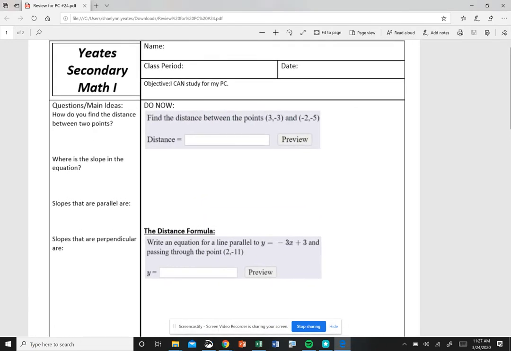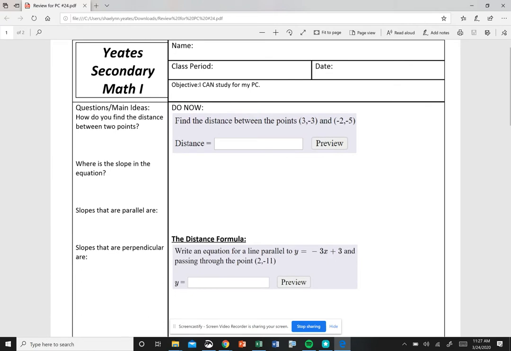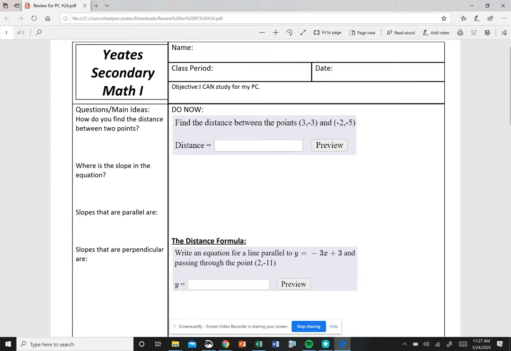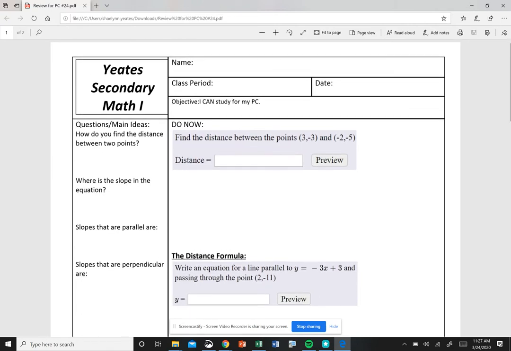But other than that, really good. Anyway, so this is the review for PC number 24. I'm hoping to walk you through this, hopefully answer any questions that you guys still have lingering.